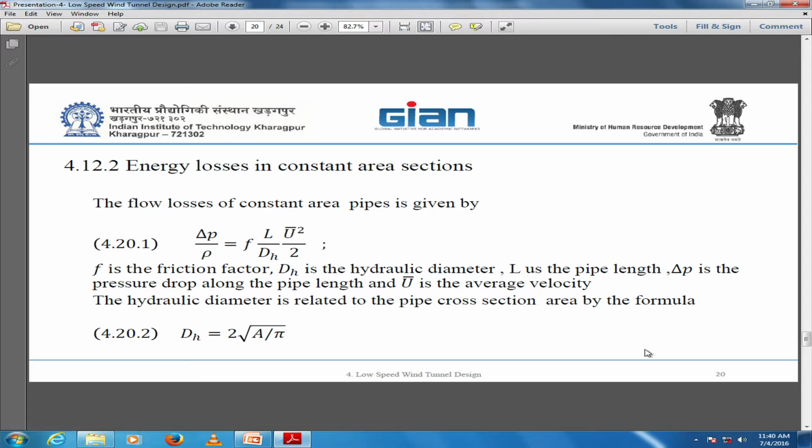And yeah, this is small e. Small e is the surface roughness divided by the diameter. And here the diameter is the hydraulic diameter.